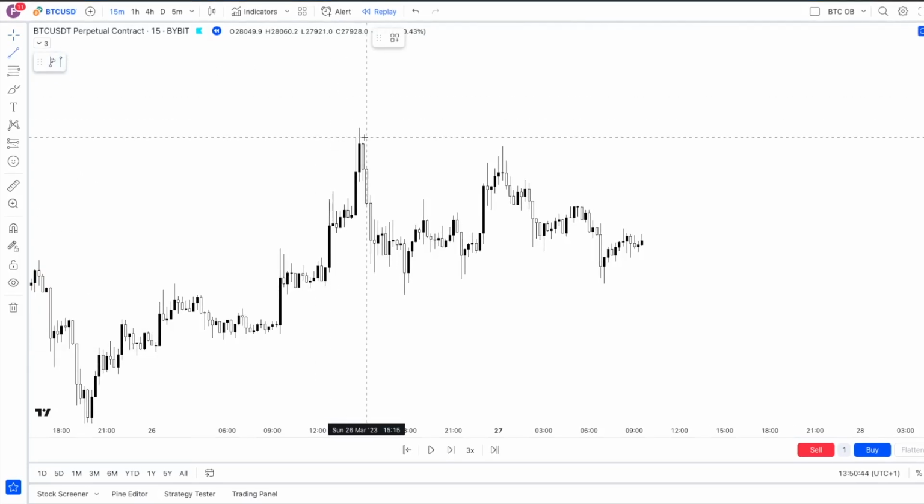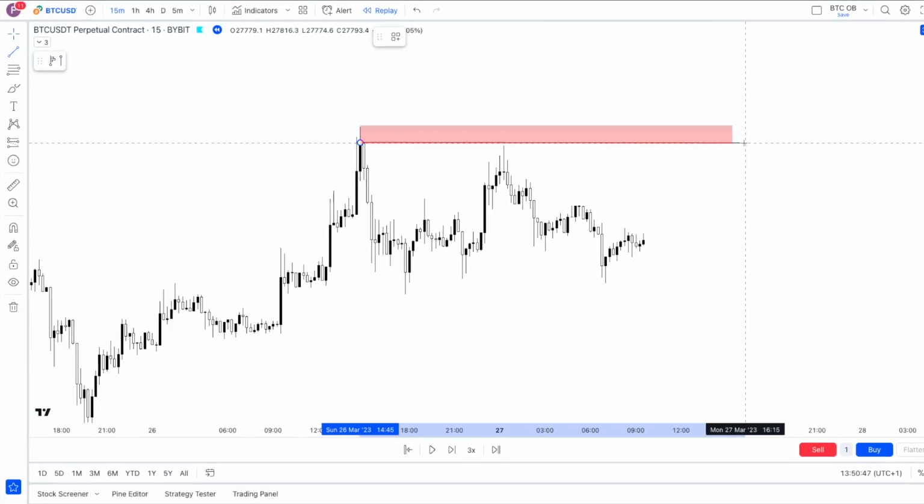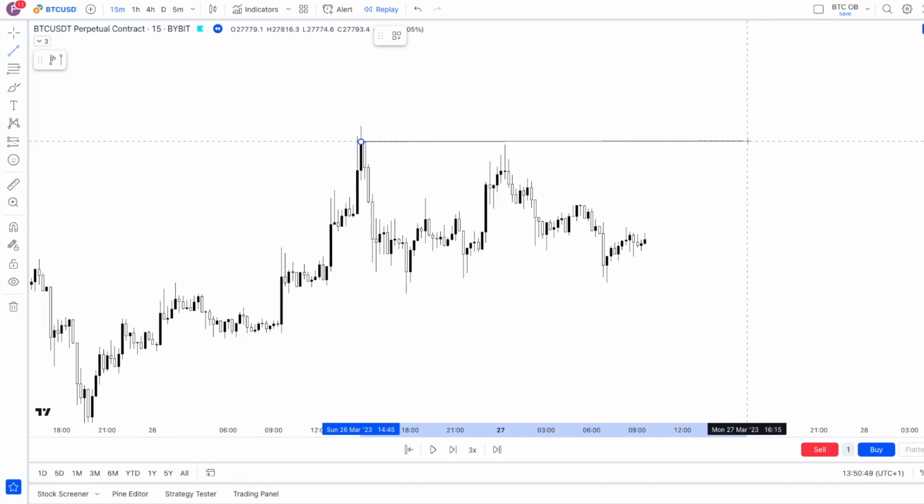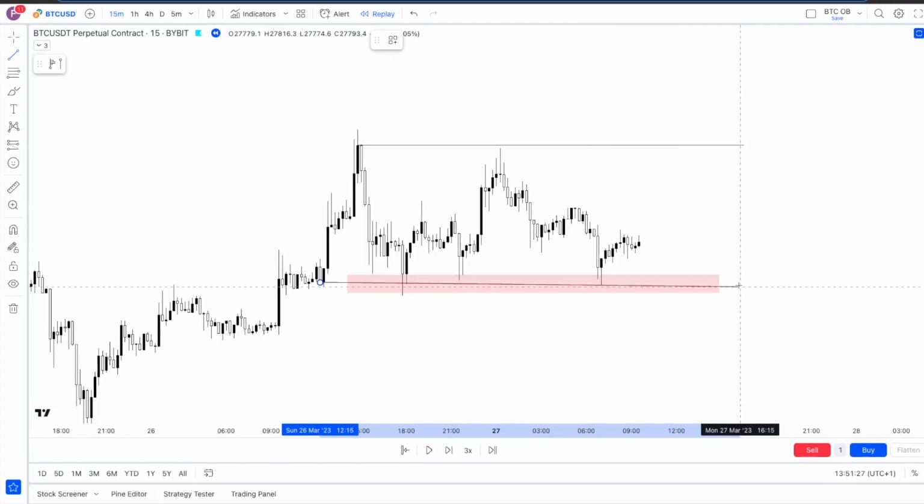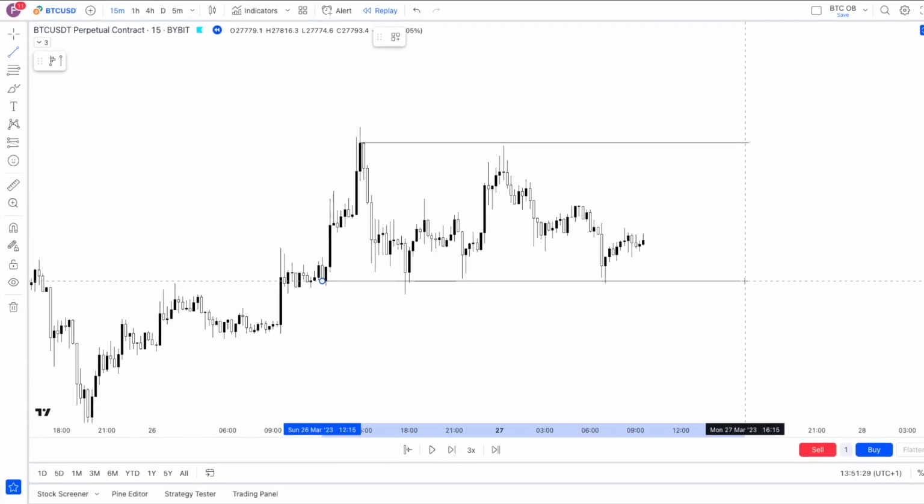And like you say, I'm just going to get my high of the day so far. That's what I'm going to bring up here. And then I'm also going to bring my low of the day as well. And you can see that we've respected that level multiple times.